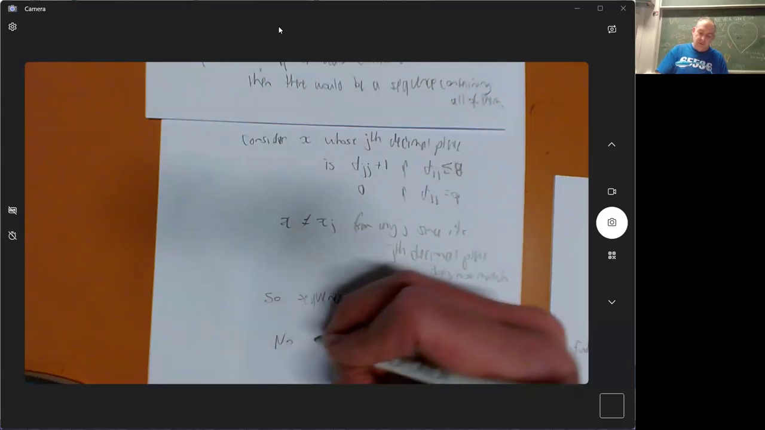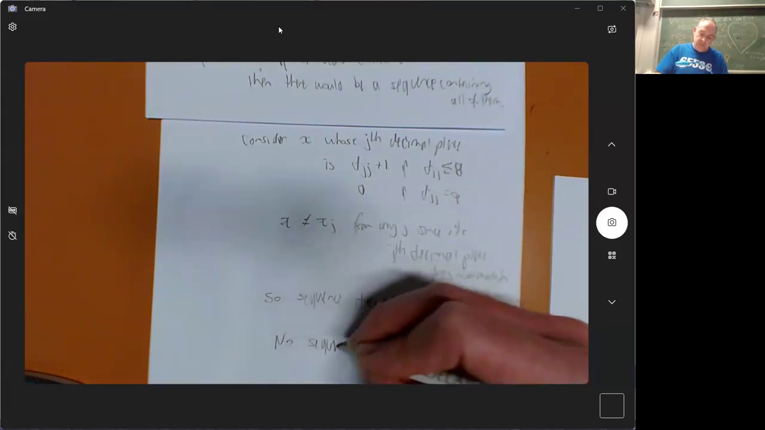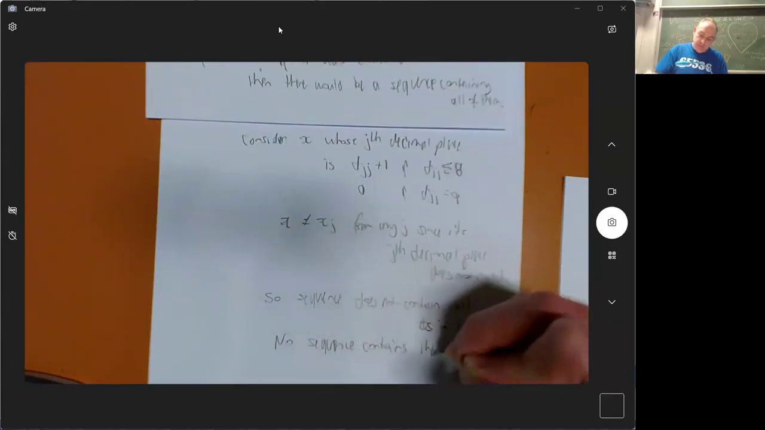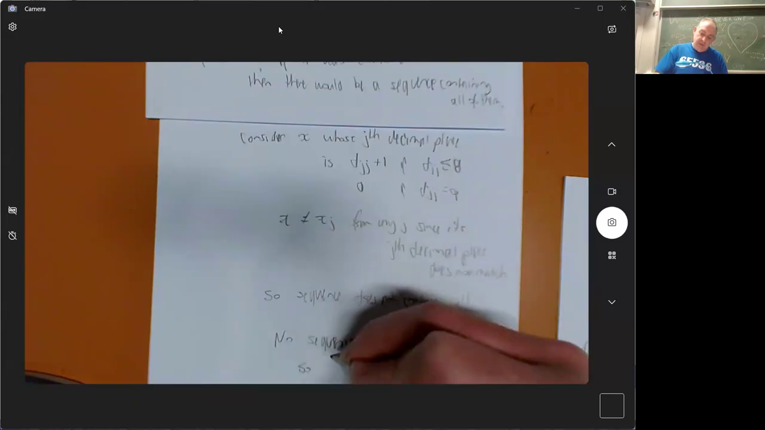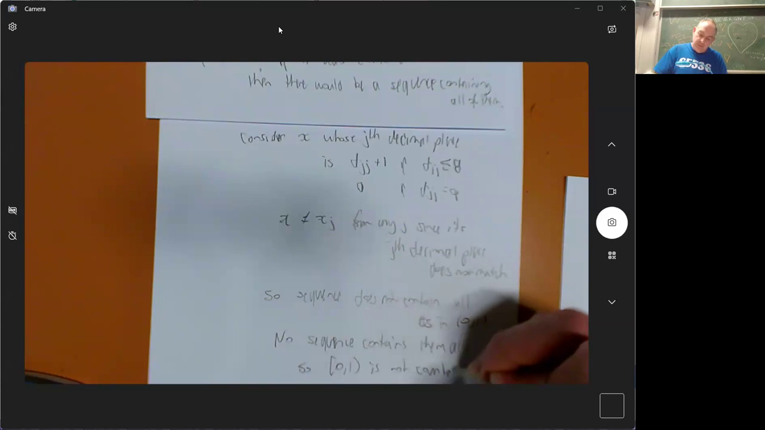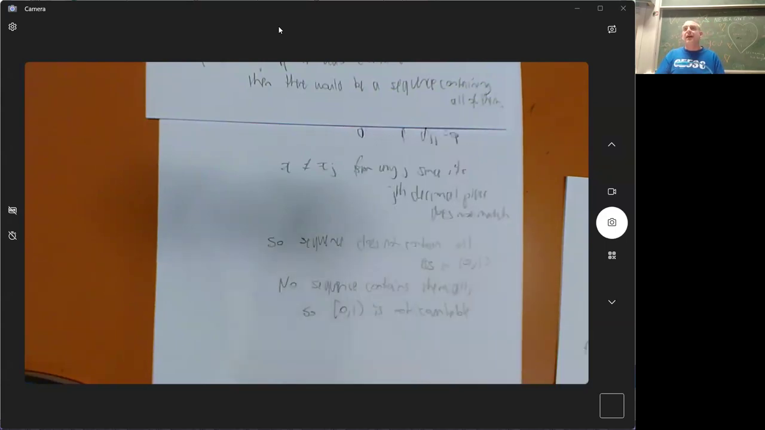So no sequence contains them all. So 0, 1 is not countable. And since 0, 1 is contained in R, R isn't countable either.